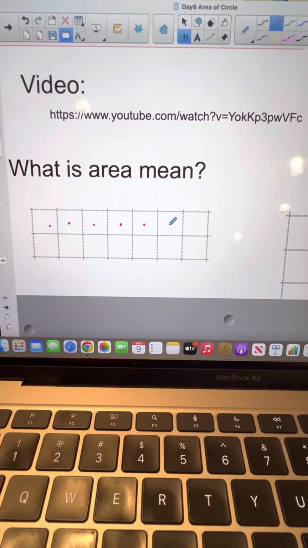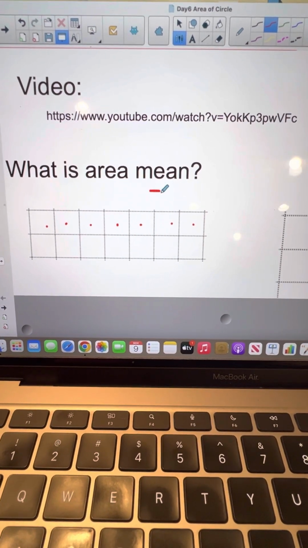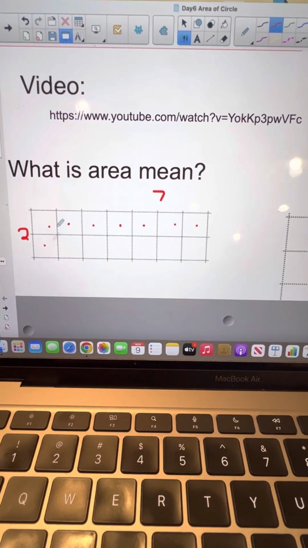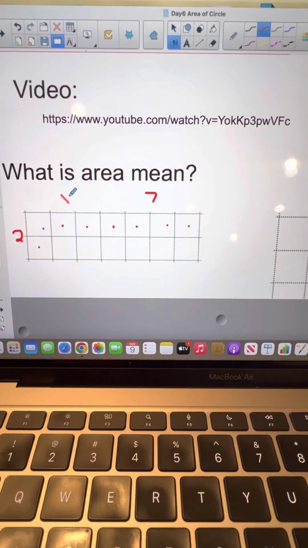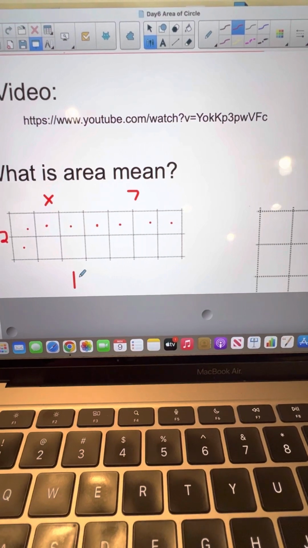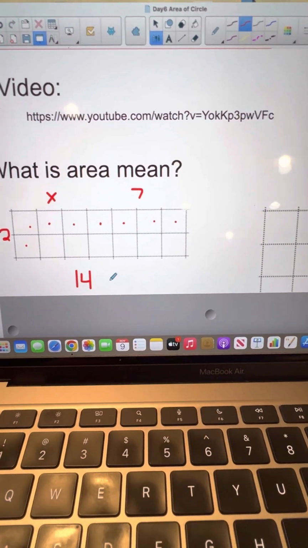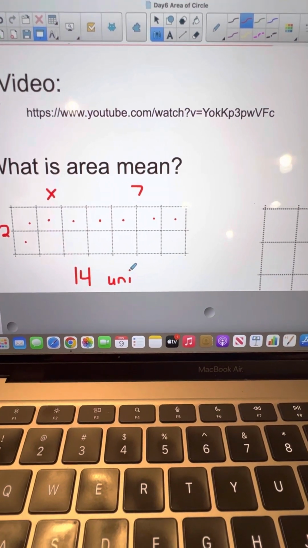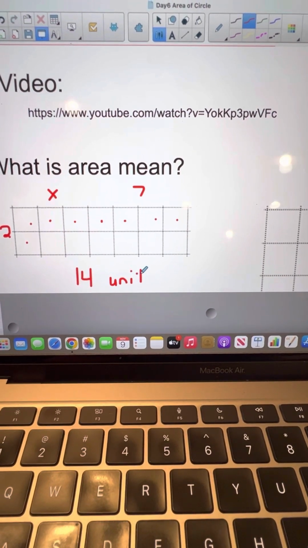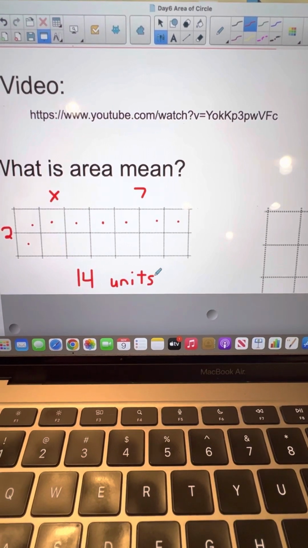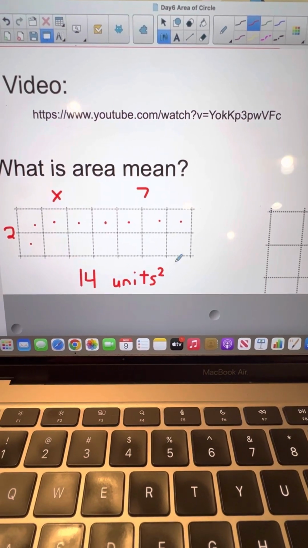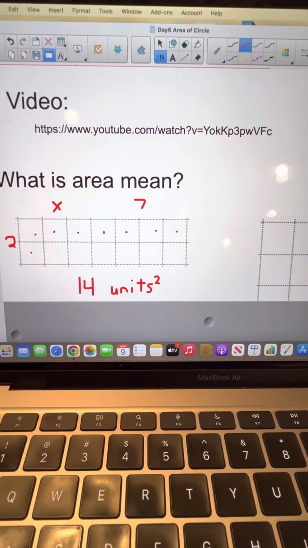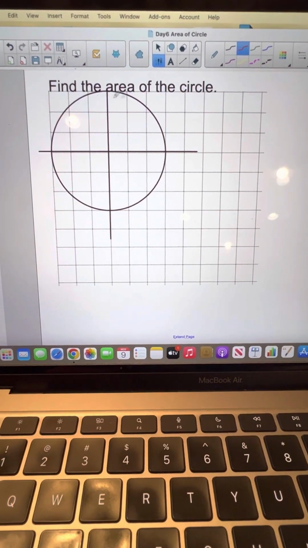So we know this way we've got 7 squares, and this way we got 2 squares. So we know that 2 times 7 is 14. So the answer to this is 14 square units. Bear with me here because I'm not the best at drawing on here. But what that means is literally there are 14 squares there. So I gotta put a little 2 here because everything is squares. It's like 2-dimensional.